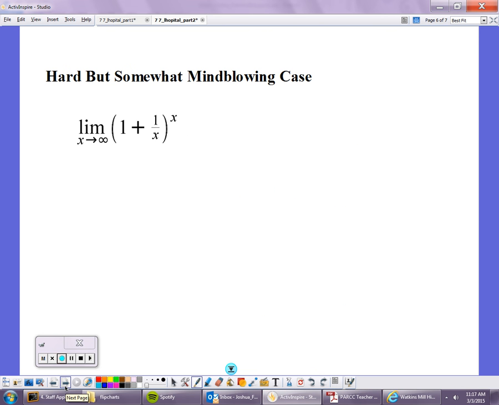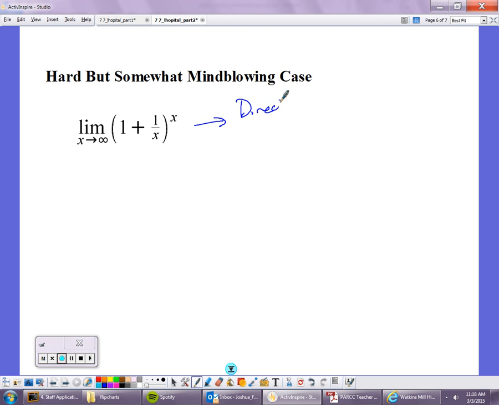One last. This is a hard case, but I think it's kind of, well, mind-blowing might be an extreme case. Well, I don't know. I think so. All right, this is weird, right? We've got limit as x goes to infinity of 1 plus 1 over x to the x. If I try direct substitution, what happens?